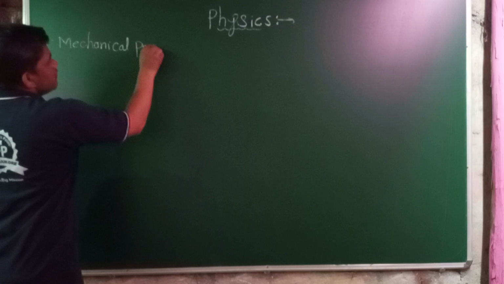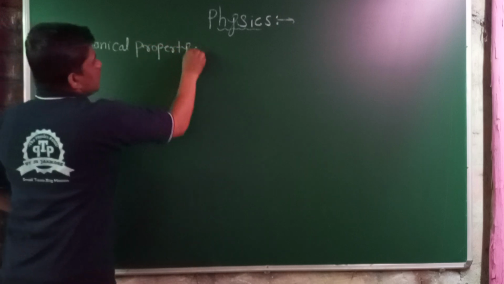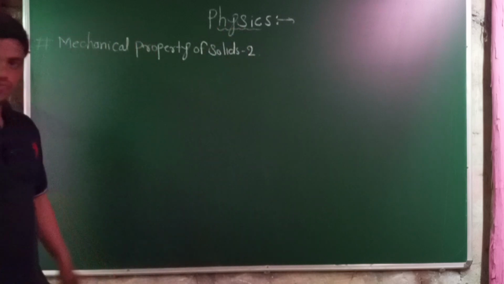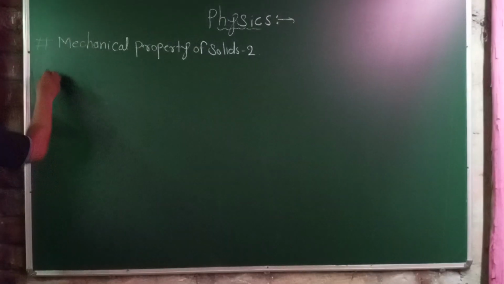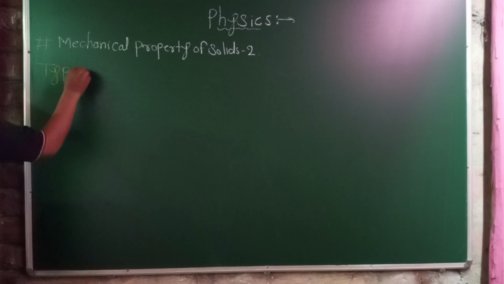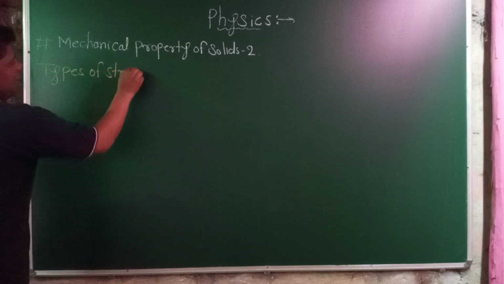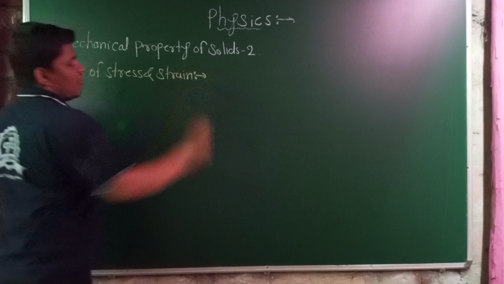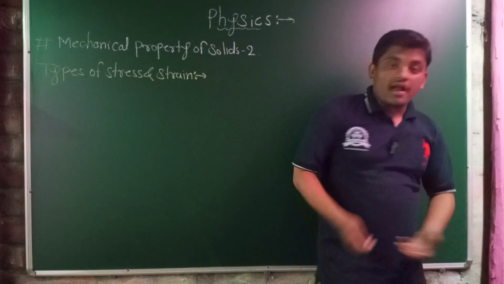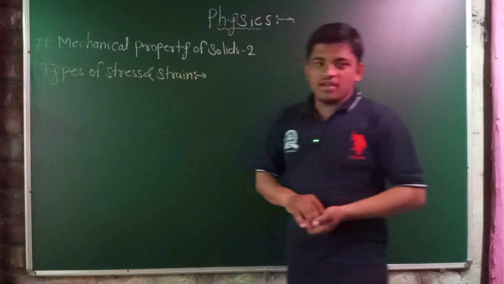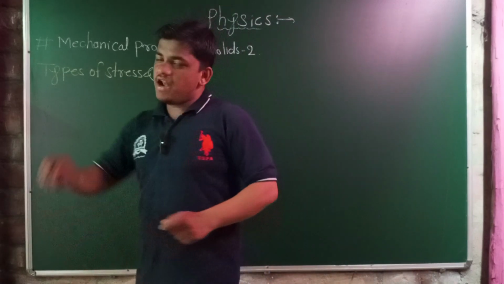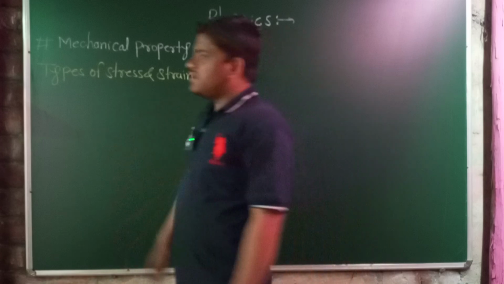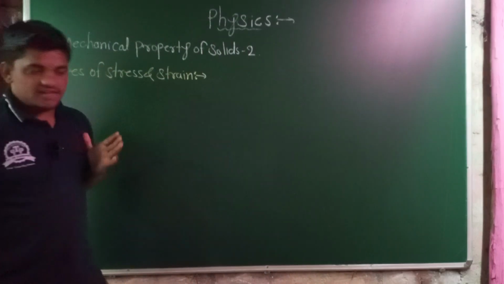Mechanical properties of solids, lecture number 2. In this lecture, we are starting discussions of the types of stress and types of strain. How many types of stress or strain are there? I will revise the definitions. Stress is the applied deforming force per unit area. Strain is the ratio of the change in dimension to the original dimension.